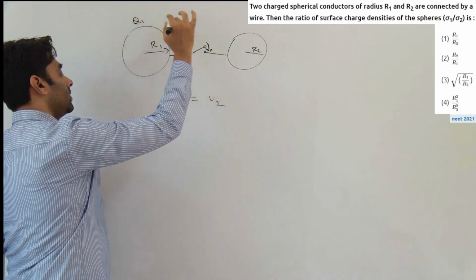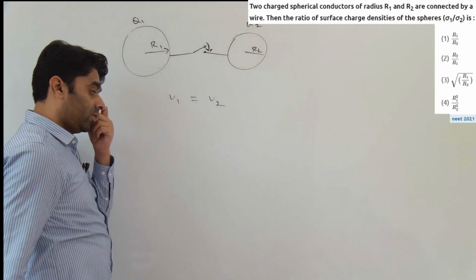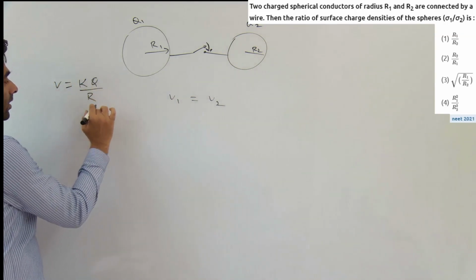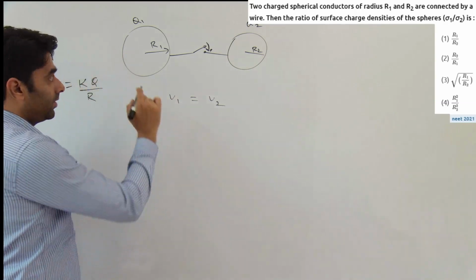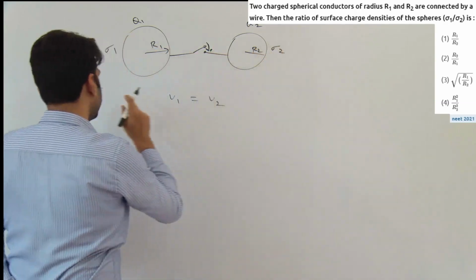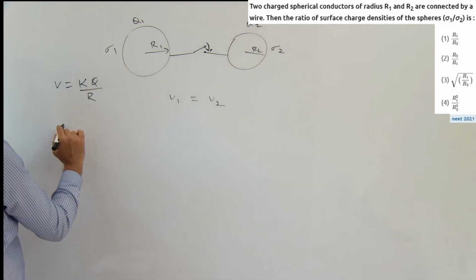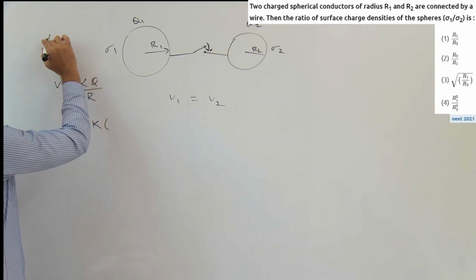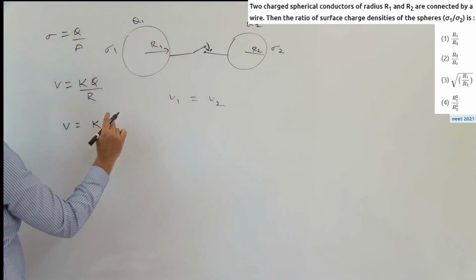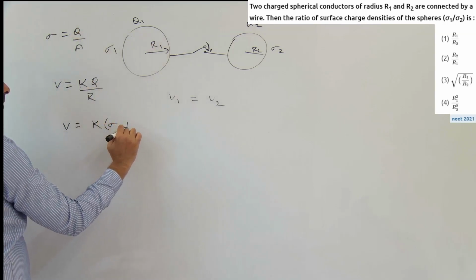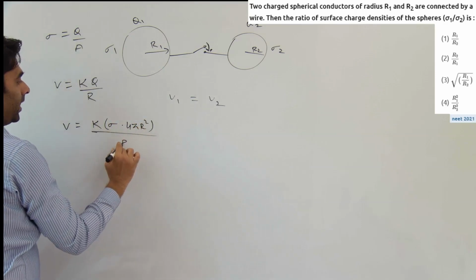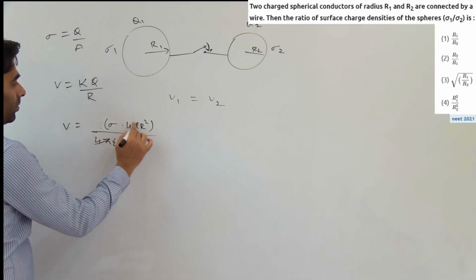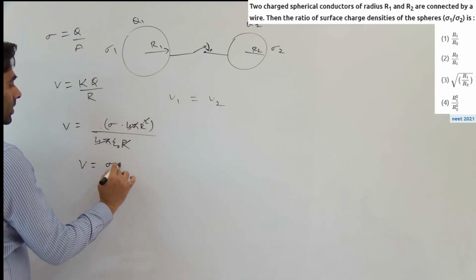Let's say over here charge is q1, over here charge is q2. Potential for a sphere is written as kq by R. Now they are asking us about charge densities, that means sigma 1 and sigma 2. So let us first convert this formula into charge density. Sigma is given as Q by area, so Q will be sigma into area, which is 4 pi R square. K can be written as 1 by 4 pi epsilon naught. 4 pi cancels out, one R cancels out, so potential comes out as sigma R by epsilon naught.